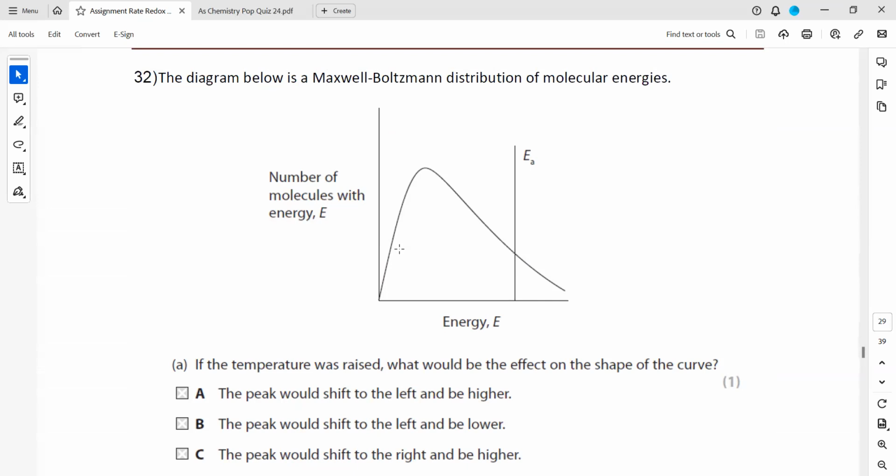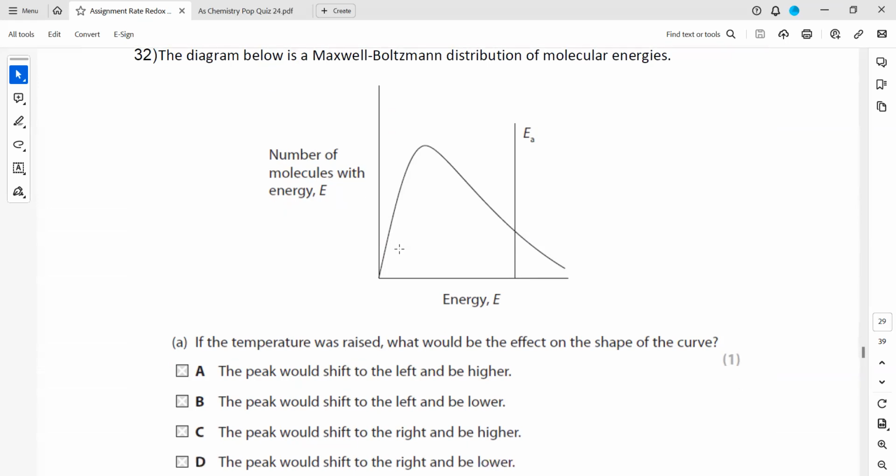The diagram below is a Maxwell-Boltzmann distribution of molecular energy. If you increase the temperature, the peak will shift towards the right, and the height of the peak will decrease. So the peak will shift towards the right hand side and it will get lower. So that's why D will be the right answer.